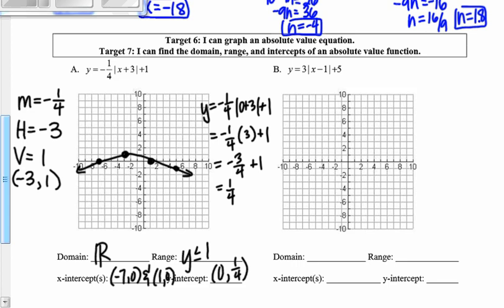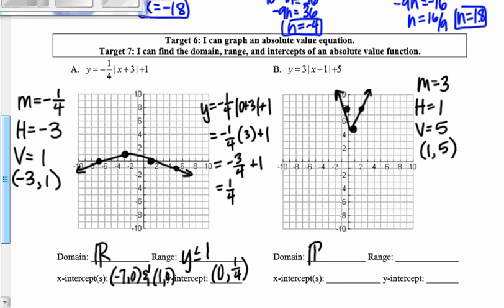All right, same thing here on B, just new numbers. So M is 3, H is 1. Remember, it's the opposite. V is 5. So we have a vertex at 1, 5. Go ahead and plot that, and then we use our slope of 3 to graph the rest. So up 3 over 1. This is a really thin absolute value.